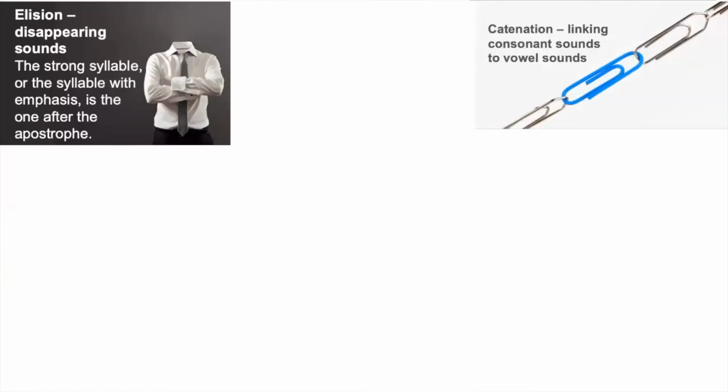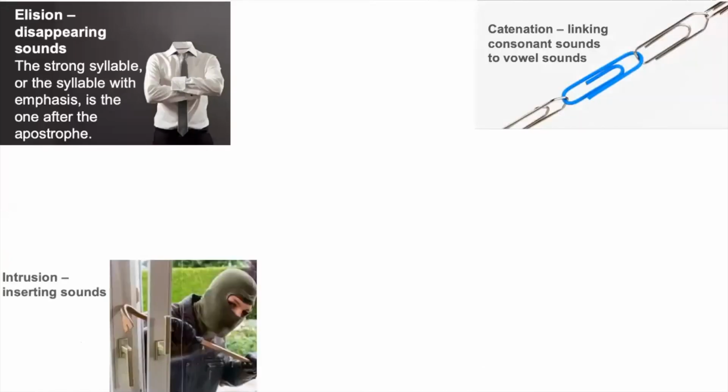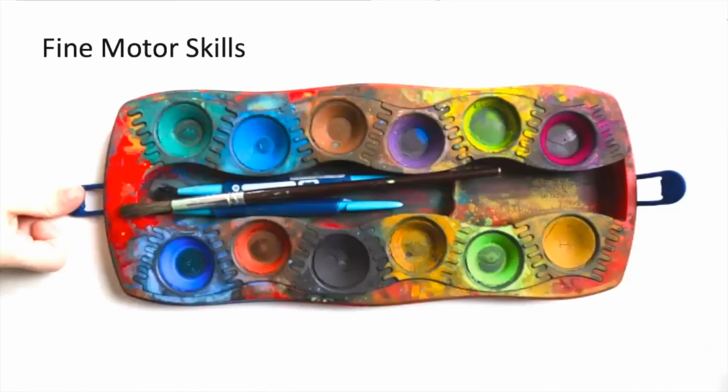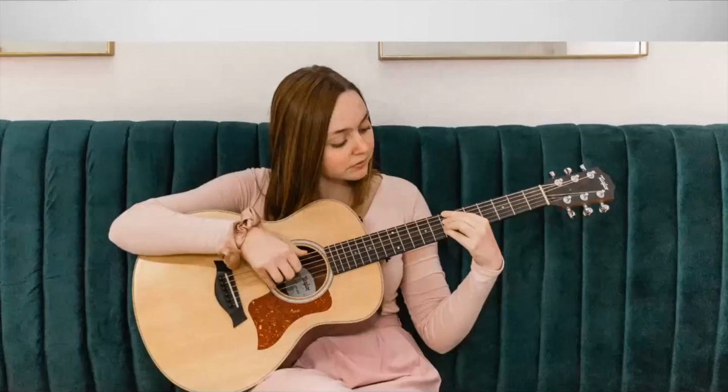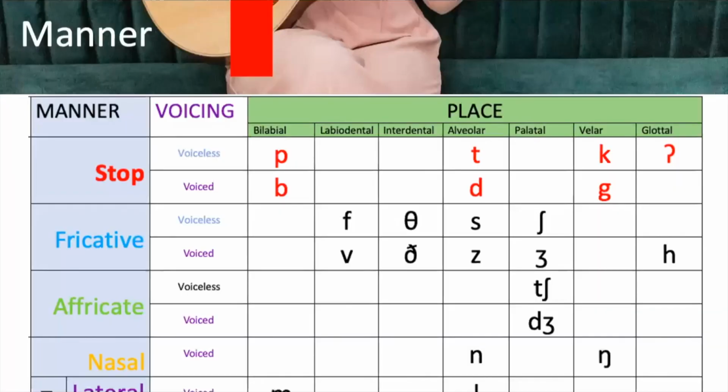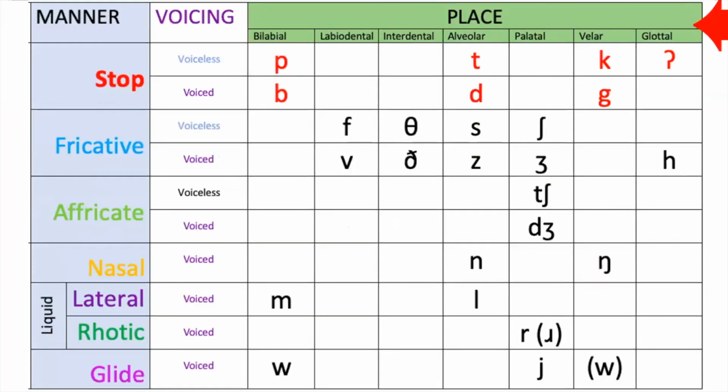The last thing I would like to look at is to do with connected speech. Now, there are 5 types. There's elision, catenation, intrusion, assimilation, and the schwa, which I mentioned earlier on. Now, you have to use fine motor skills to deal with this. So again, get the students to understand the placement and manner of articulation. You can use this, which I've got worksheets on to assist, about the place and the manner, and also get students to identify how to pronounce it.